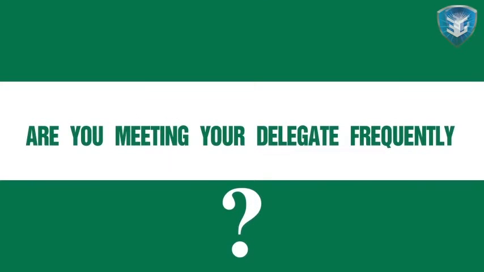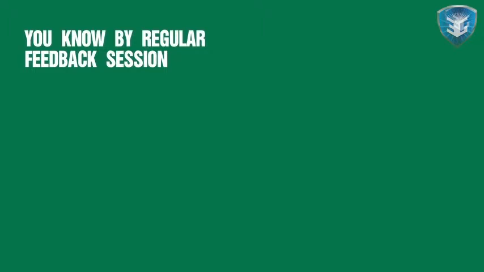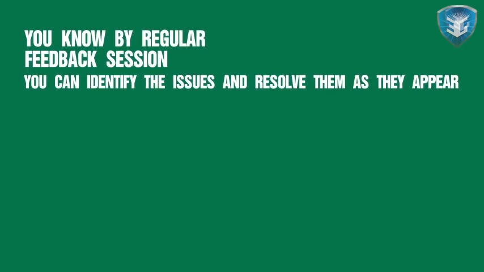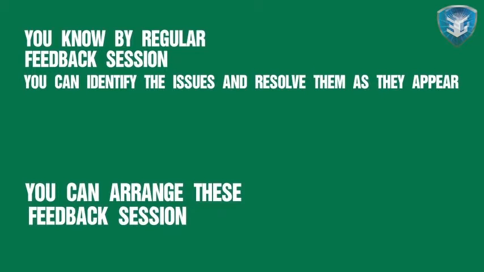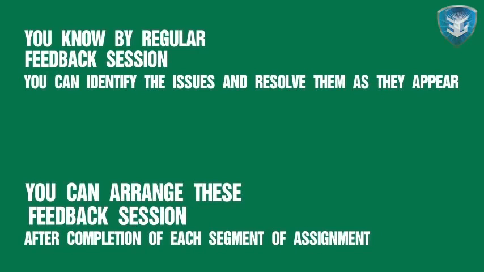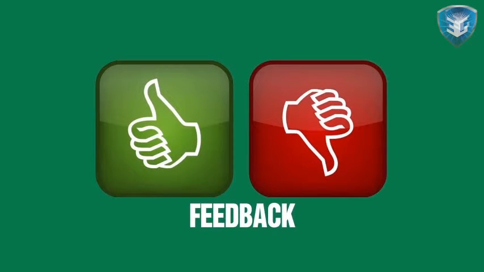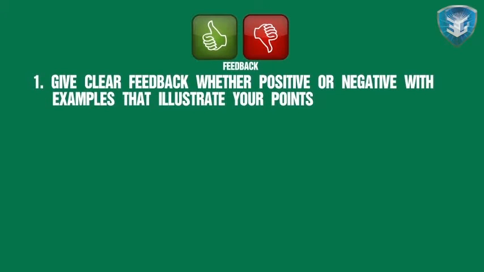Are you meeting your delegate frequently? You know, by regular feedback sessions, you can identify the issues and resolve them as they appear. You can arrange these feedback sessions after completion of each segment of the assignment. In the feedback sessions, 1. Give clear feedback, whether positive or negative, with examples that illustrate your points.